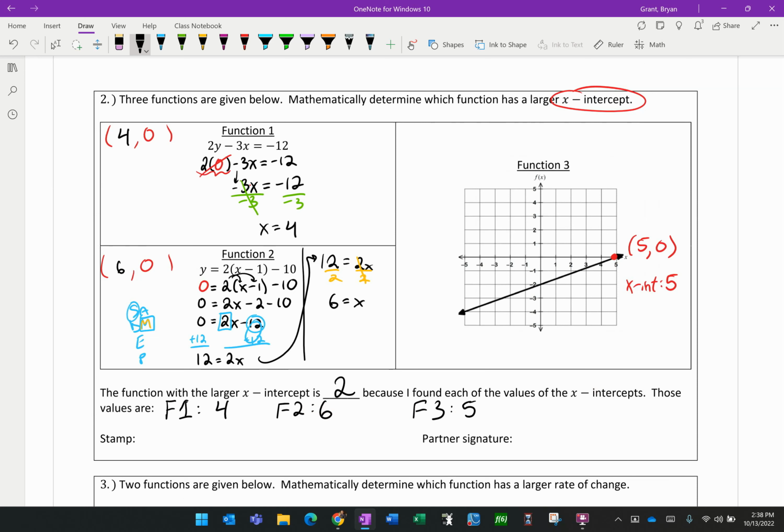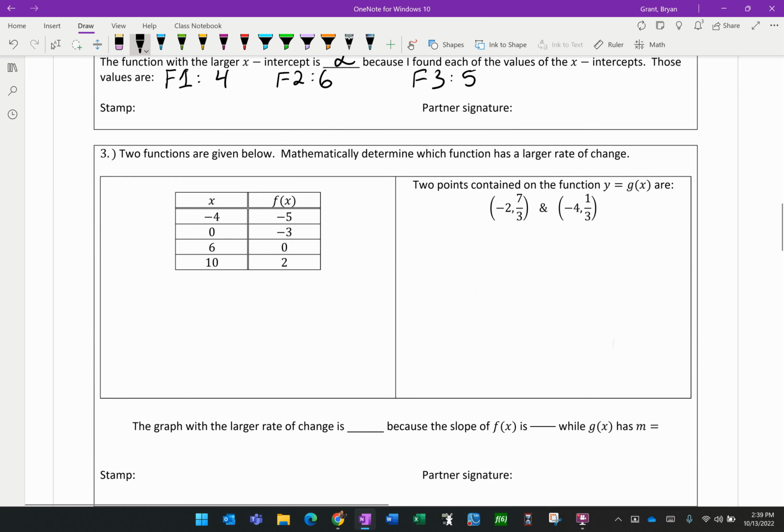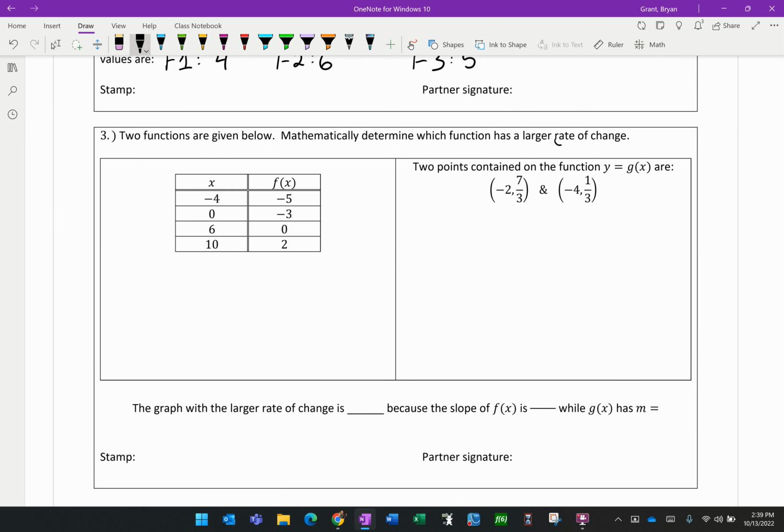So please go ahead, have your partner sign this, or sign your partner's paper, please. Switch papers back so you get your original, and you're off to a third partner. The third problem asks about rates of change, which we know from the opener is the slope. And my hint for each of these is you're definitely going to need to use your slope formula. Okay, so good luck with that.